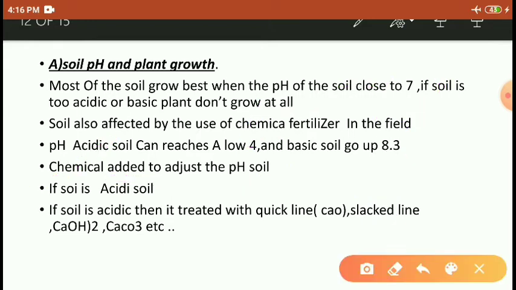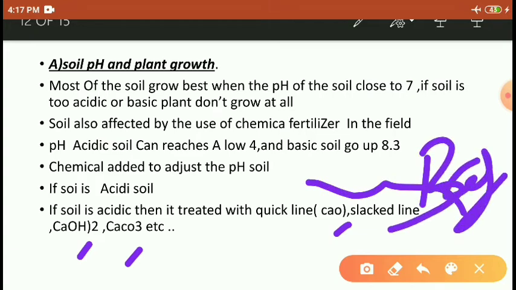Let's see, students. If the soil is more acidic, the pH level decreases. In that condition, the acidity is neutralized by calcium oxide, calcium hydroxide, calcium carbonate, etc. These are all bases, students. These bases improve the pH from 4 to less than 7. Right, students?